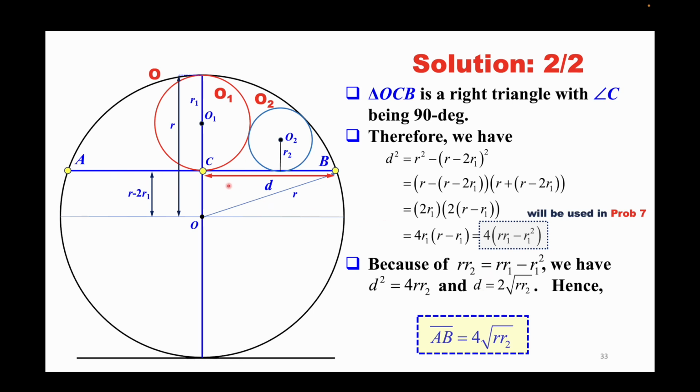Now look at this right triangle. D is half the length of the chord AB. And here we still remember it's R minus the diameter of O1. So its length is R minus 2R1.